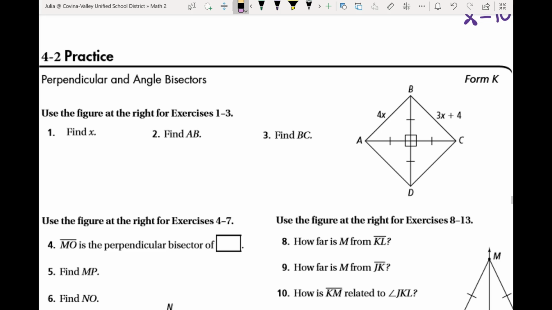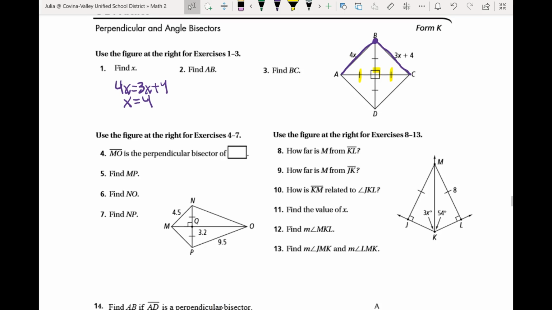Good. So it's perpendicular. Is it also a bisector? Yep. This is perpendicular, that's right, and this is bisected, that's right. So therefore, you're allowed to say that this point is the same distance to here as it is to here. So to find x, you would say 4x equals 3x plus 4. Subtract 3x from both sides. X equals 4. Go ahead and find AB and BC. So what'd you get for number 2 and number 3? Both are 16. Good. You plug them in.